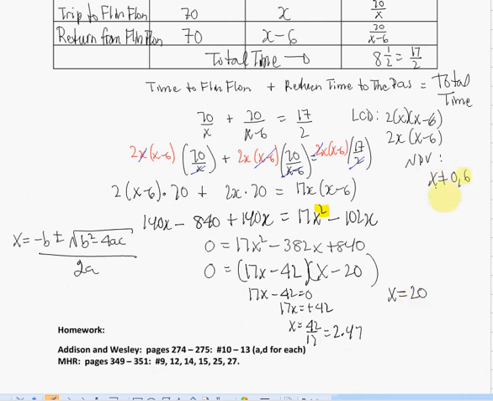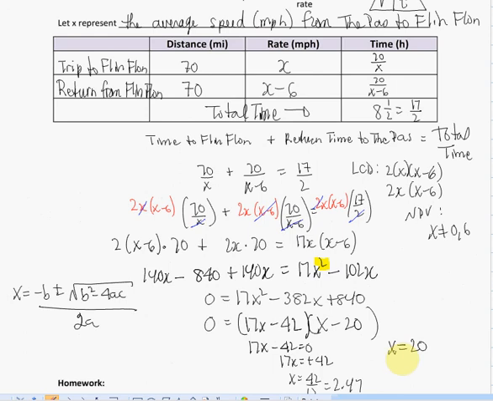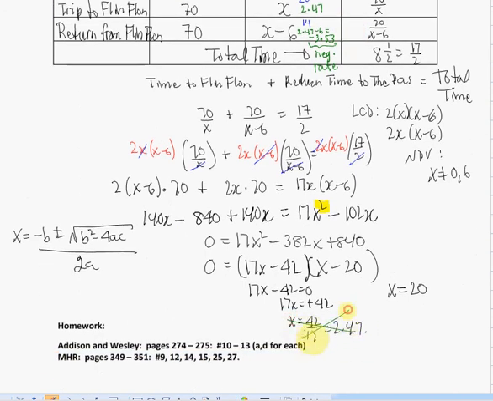Now, neither one of them conflicts with our non-permissible values. So let's see how they work in our chart. We know that x is the average speed in miles per hour from The Pas to Flin Flon. So on our chart, that means it's right here. Let's say x equals 20. Then 20 minus 6 will give us 14. Okay, so that seems to work. Let's try 2.47. If x is 2.47, then 2.47 minus 6 gives us negative 3.53. Now, we can't have a negative rate, can we? So we have to reject 2.47, and so our answer is 20.